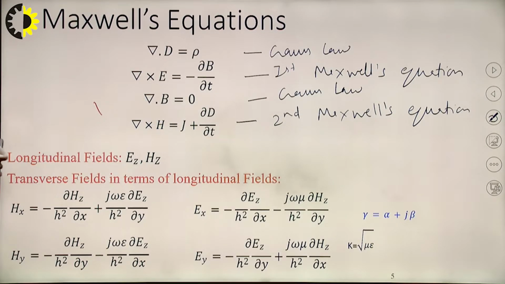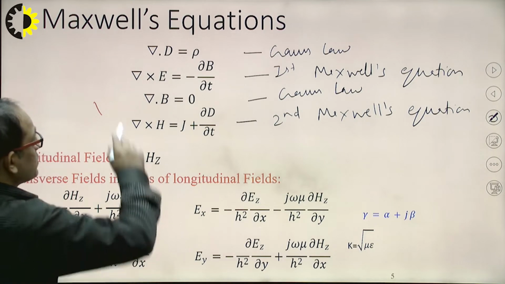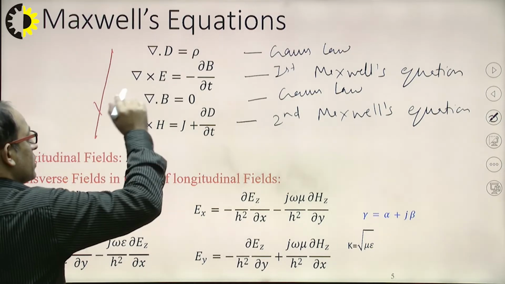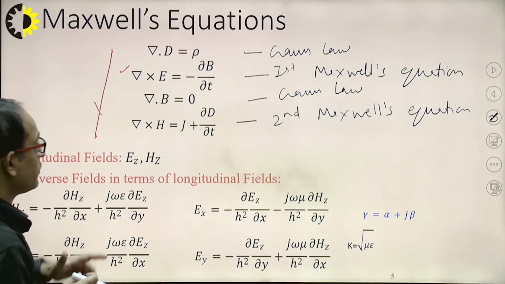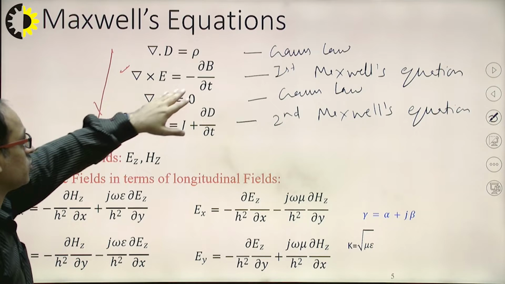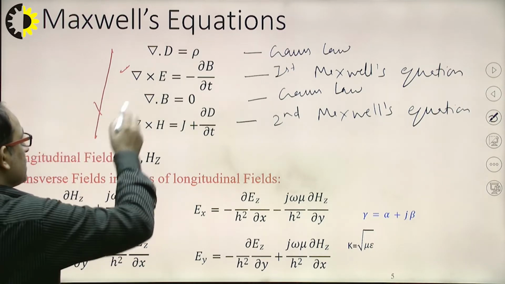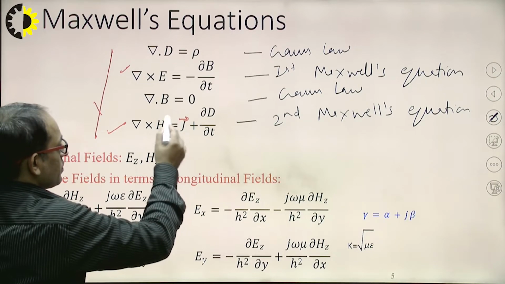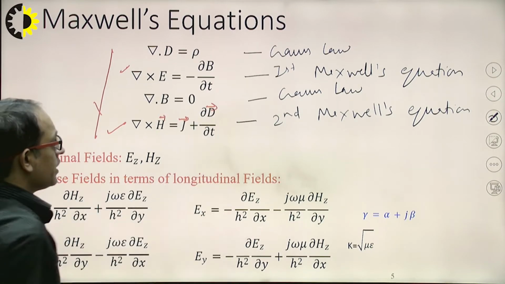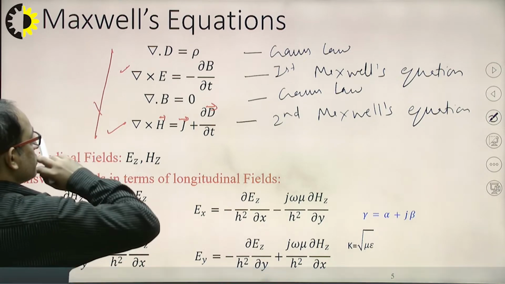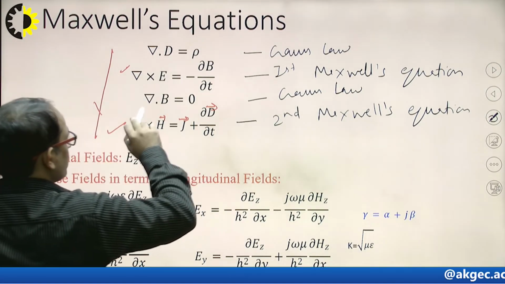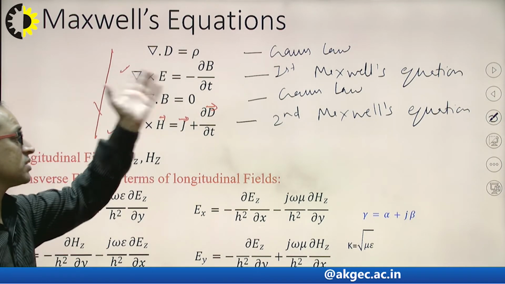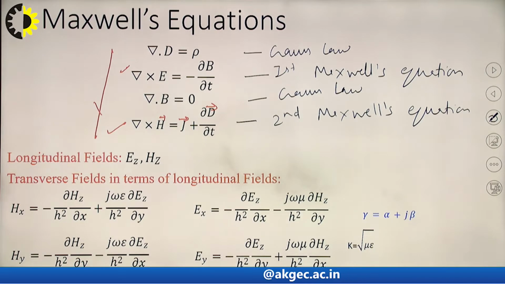Now we have already studied Maxwell's equations. The first Maxwell equation, del cross E equals minus del B by del t. The second Maxwell equation is del cross H equals J plus del D by del t. The third Maxwell equation is del dot D equals rho, and the fourth one is del dot B equals 0. These are also known as Gauss's law.